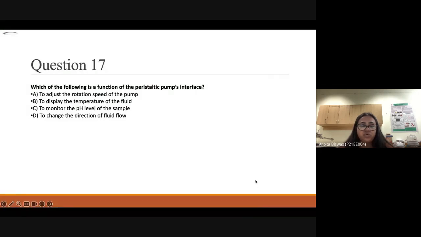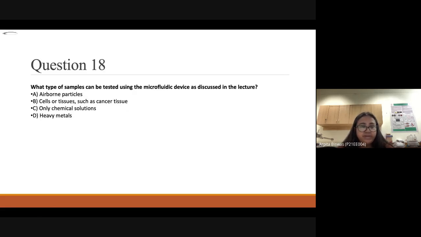So the right option is option A, to adjust the rotation speed of the pump. So next, move to question number 18.